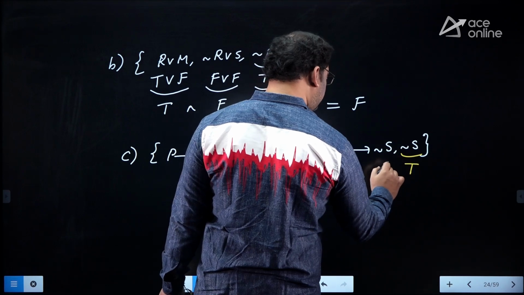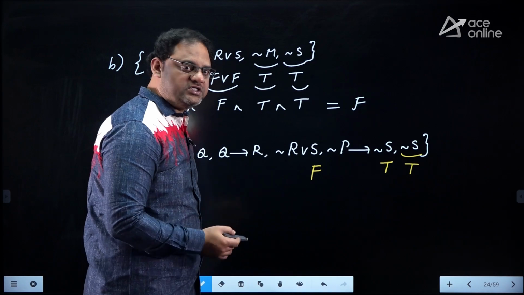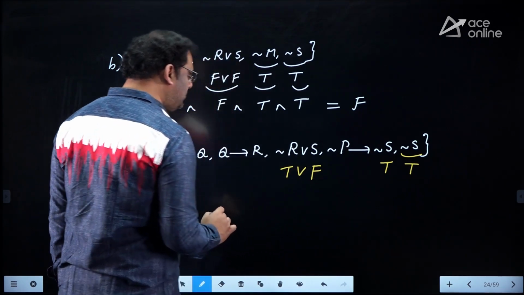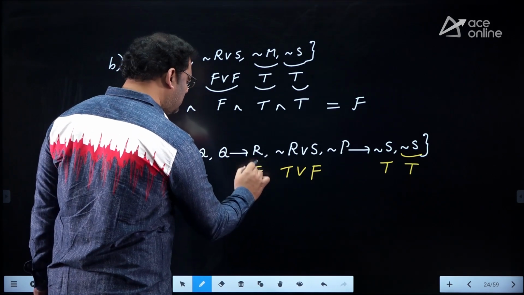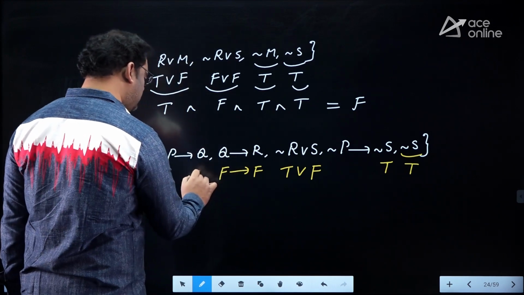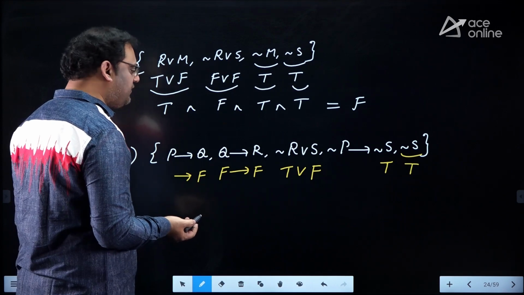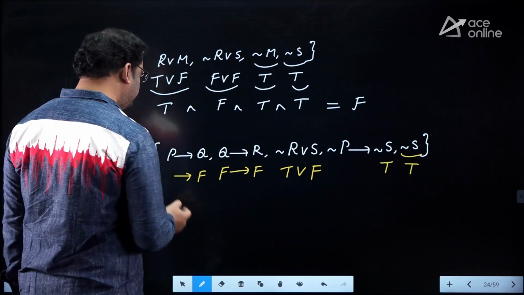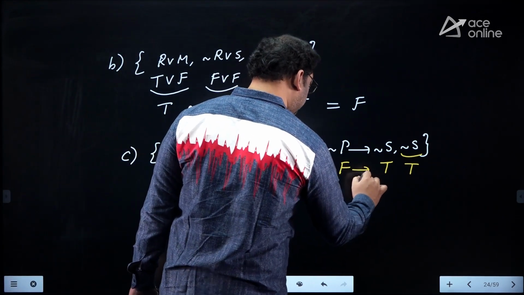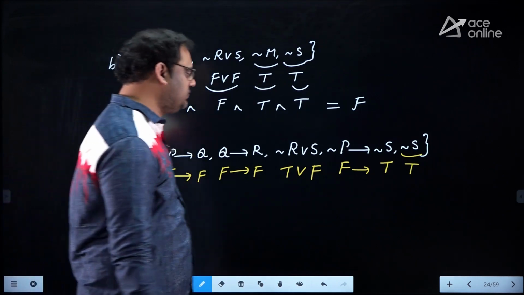When not S is true, S becomes false. If S is false, then not R must be true. If not R is true, then R should be false. If R is false, Q must be false. If Q is false, P can be true or false. Till now there is no impact on P. If P is true here, here negation P is going to be false. Yes, we made all the given set of premises true.